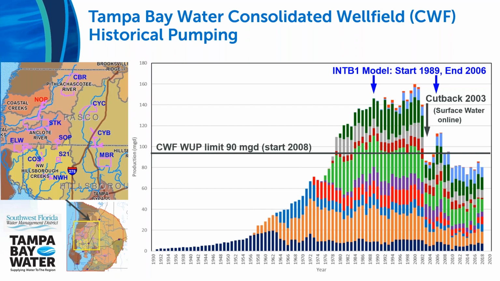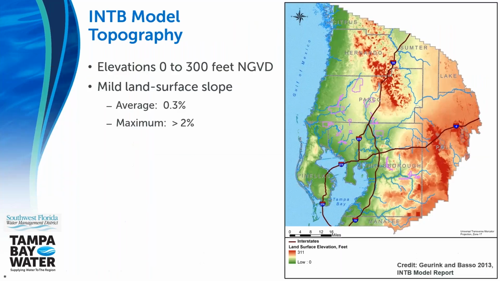The INTB model covers this period of time for high pumping and low pumping. This was done intentionally to understand whether the model could reproduce robust changes in flows and levels due to pumping changes. Topography of the model domain, elevations range from 0 to 300 feet with very mild slopes, 0.3% on the average.